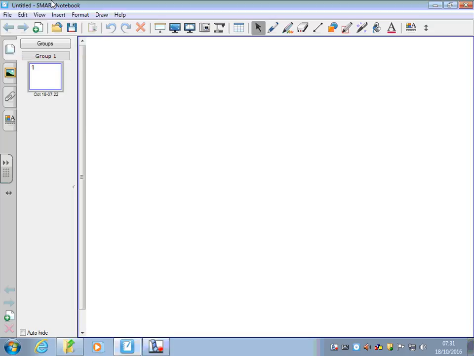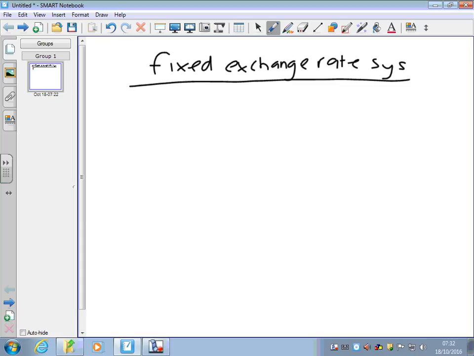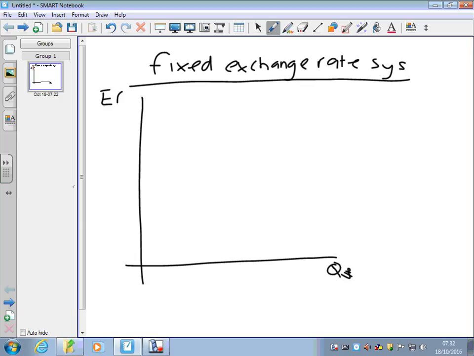Right guys, in this presentation what I want to do is to look at fixed exchange rate systems. Okay, now a fixed exchange rate system, so let's just draw our model first of all. Let's imagine we're looking at the exchange rate, so pounds against, let's go for euros.